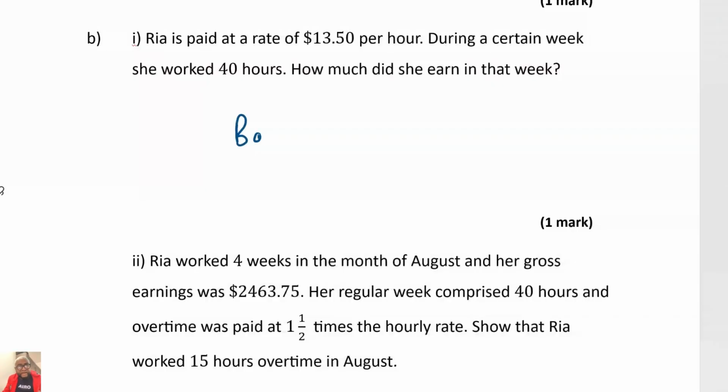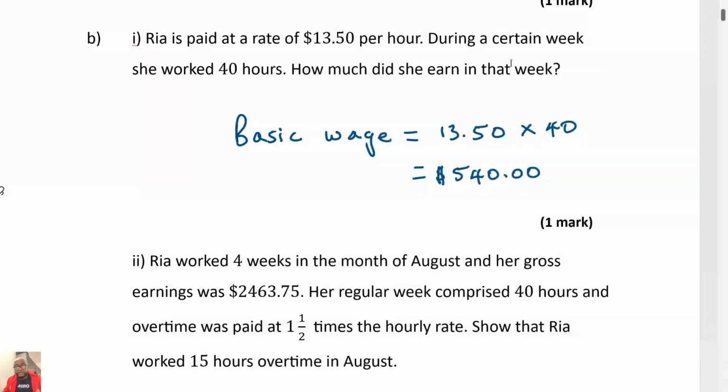Right, so this will be a basic wage. The basic wage for that 1 week will be, give me the working. What am I doing? Hourly rate, $13.50, multiplied by how many hours? 40. What are we getting here, my children? Basic wage: 540. 540, proper thing. All right, let's work.